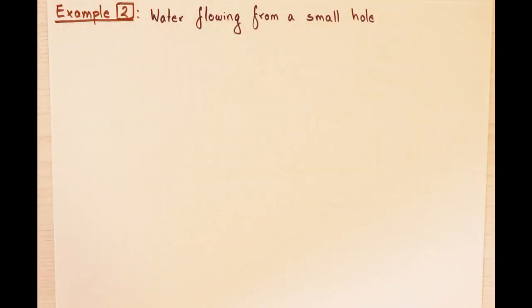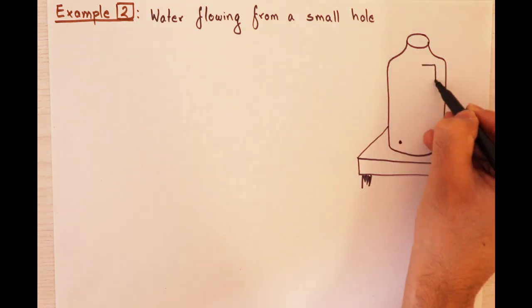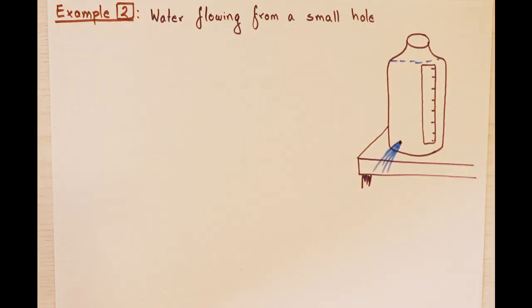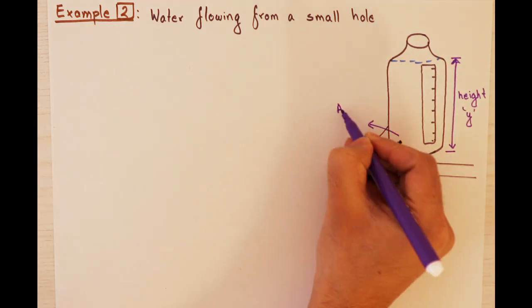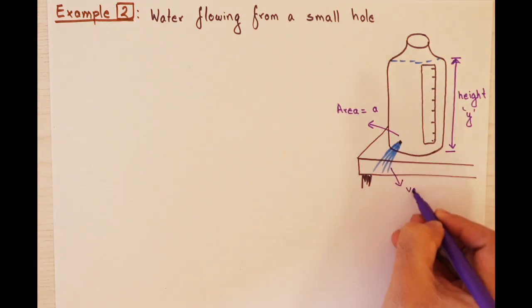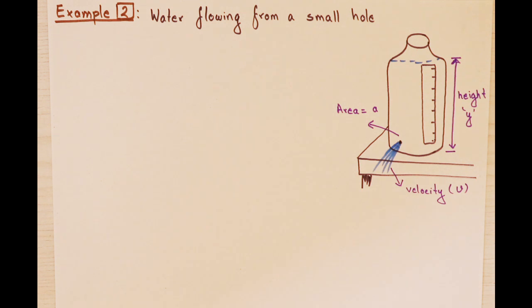Example 2 is on water flowing from a small hole of a bottle or a water tank. The height of the water inside the bottle is y, the area of the hole in the bottle is a, and water is flowing outside from the bottle at a velocity v. Now we need to find a differential equation which will determine the way the height y of the water level above the hole varies with time, in short dy by dt.